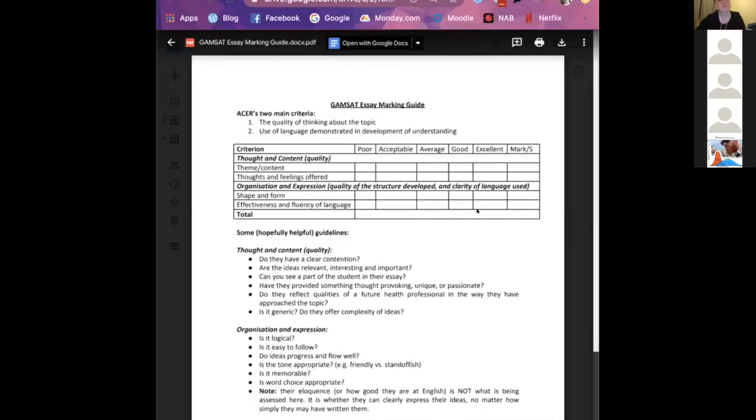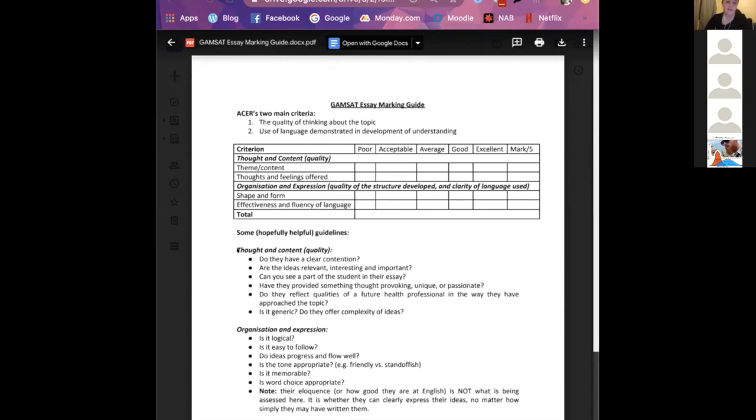All right, so just really quickly to go through this, this is something that I've created myself over time. It's definitely not something that's been endorsed by ACER. Unfortunately, in all of the things I've read from ACER, they've only released very limited things on how they mark. The main thing they have released is that they have 2 key criteria that they use to mark your essays. The first one is the quality of thinking about the topic, and the second one is the use of language demonstrated in the development of understanding.